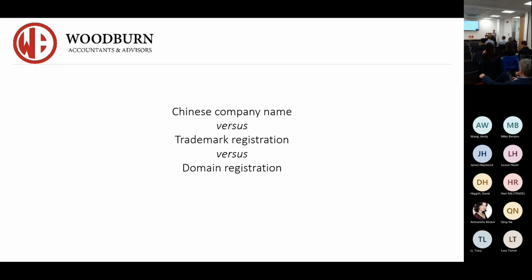Okay. Your domain registration might not also match. So it is very important that all these 3 things align and match, you've got to do that research now and check. Keep in mind, you're only registering the Chinese name.